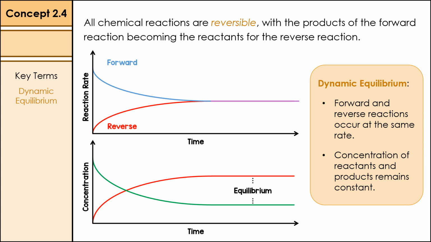Equilibrium means that both the forward and reverse reactions are occurring at the same rate. So essentially, it looks like we're standing still. We have a constant concentration of reactants and products because they're being created at equal rates at the same time. We'll talk a little bit more about dynamic equilibrium later on. But in this case, I just wanted to introduce you to the concept that we can move in both directions and that we can reach a constant creation of both our products and reactants at the same time.